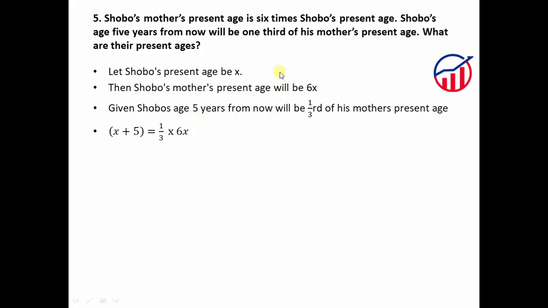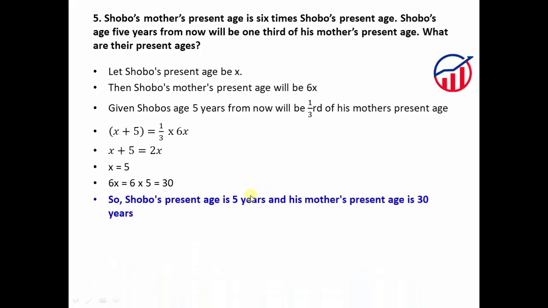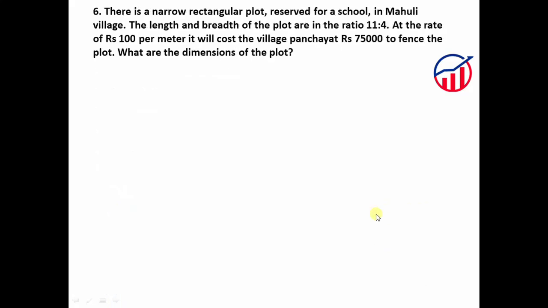What are their present ages? So you solve it over here. x plus 5 is how much? 3 twos are 6, so you have 2x. x goes over here as negative x, so x is equal to 5, and if x is equal to 5, 6x is 30. So Shobo's present age is 5 years and his mother's present age is 30 years.